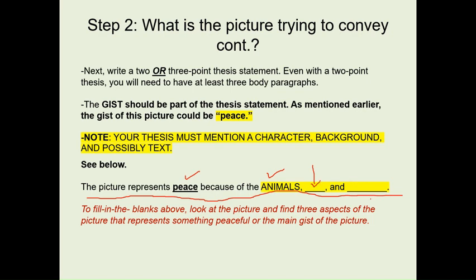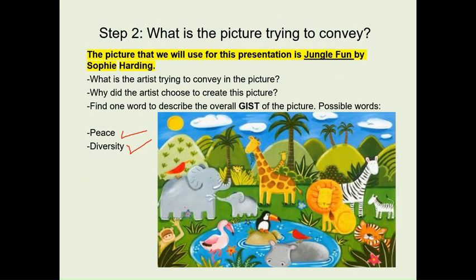And there is no text. So you don't have to worry about describing the text because there's no text there. But these 2 points, peace, because of the animals and the setting, that's all you need in a picture like this because this picture has a lot in it. So you can write a 2 point thesis statement and you can write 2 body paragraphs just focusing on describing the animals, and then maybe 1 body paragraph describing the setting, or vice versa. Okay.